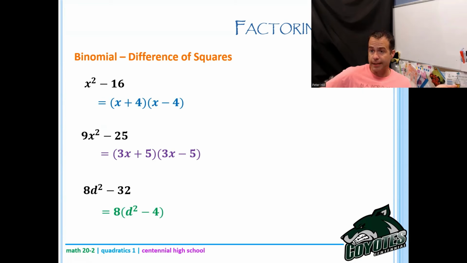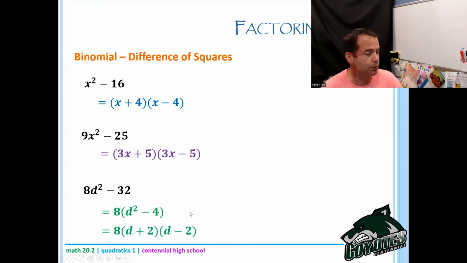Now that's fantastic because d squared minus 4 is a difference of squares. That's going to factor into d plus 2 and d minus 2. But what you have to remember there is don't drop the 8. The 8 is along for the ride for the rest of the time. So my final answer would end up being 8 times d plus 2 times d minus 2.